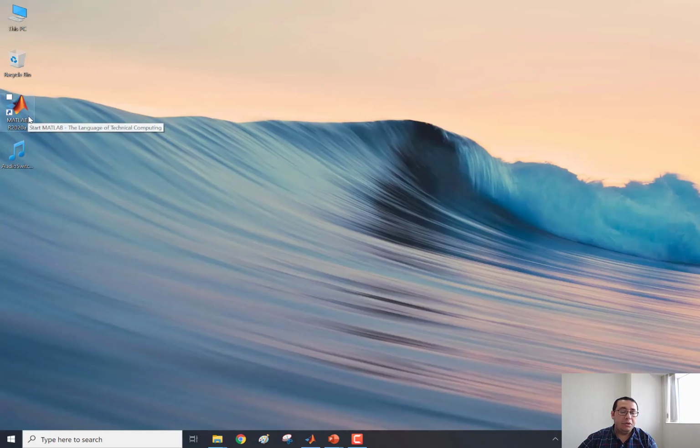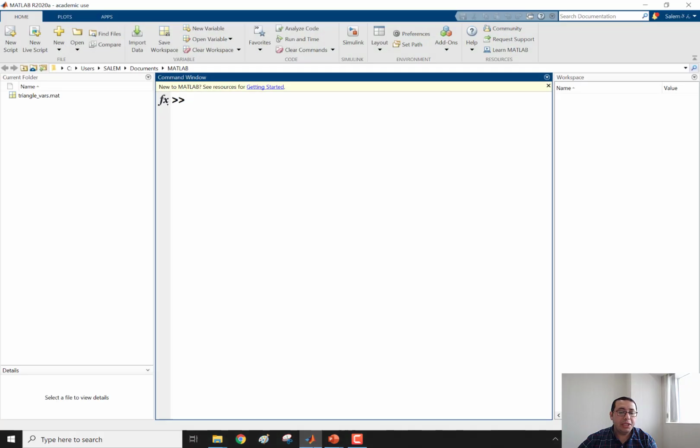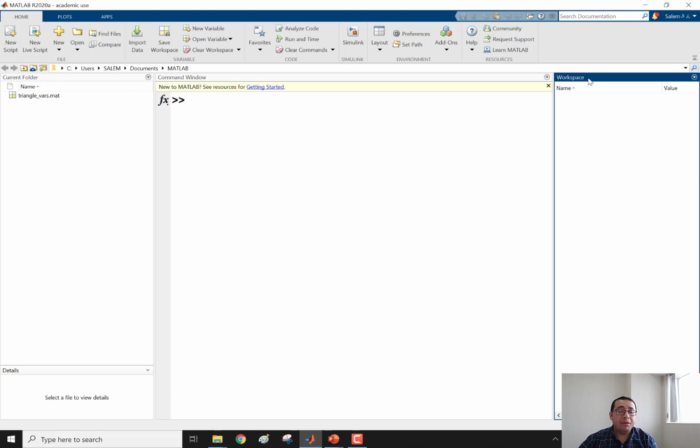Here is the MATLAB icon. Please double click. I already opened MATLAB, so I will go there. This is the MATLAB window. And as we know, there are several sub-windows like current folder, command window, and workspace. Sometimes if you try to write, for example, 5 plus 3, there is nothing appearing on the screen. Why? Because when we write a command in MATLAB, we should write it in the command window, and the command window should be activated.